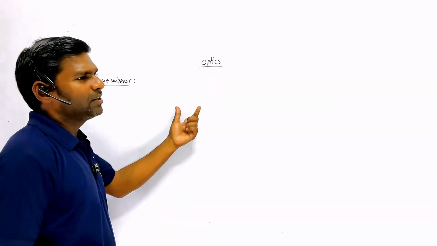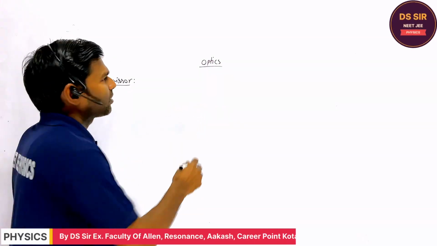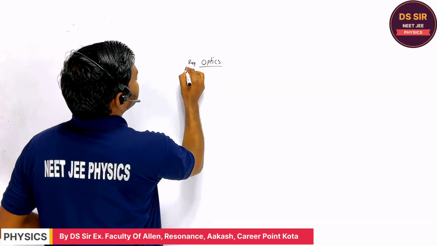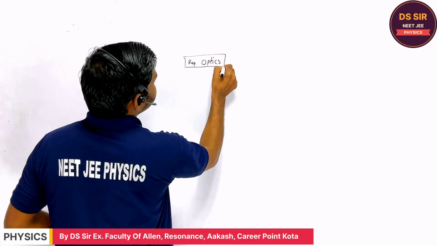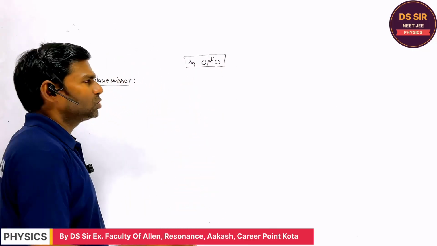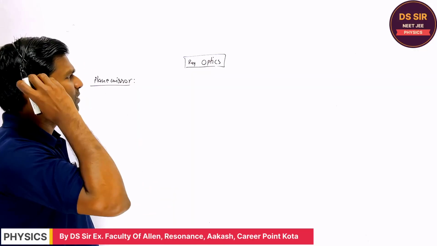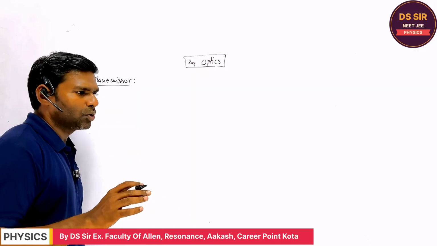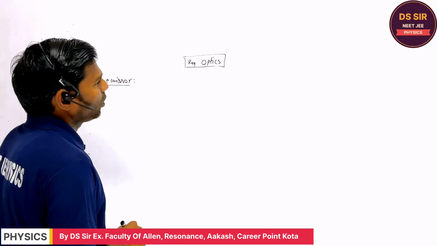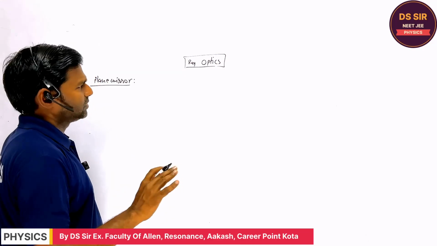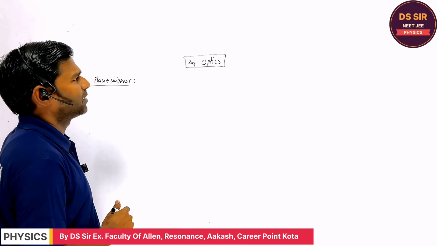So now we are starting with the optics, right? Ray optics is the chapter name. It is a very interesting chapter. Also, it is very important for both JEE Mains and JEE Advanced, right? At least 2-3 questions may come from ray optics in JEE Mains, and in JEE Advanced 1 or 2 questions may come, right?